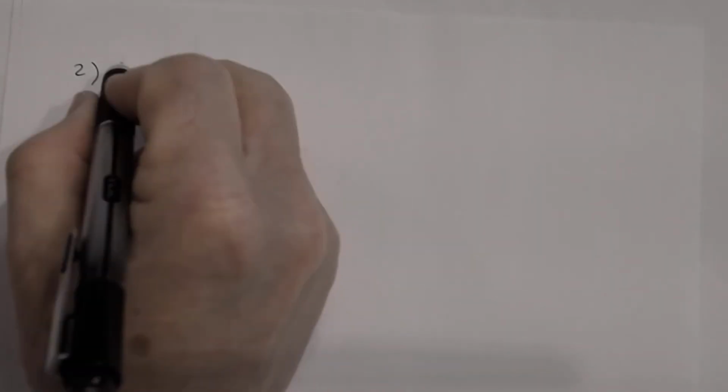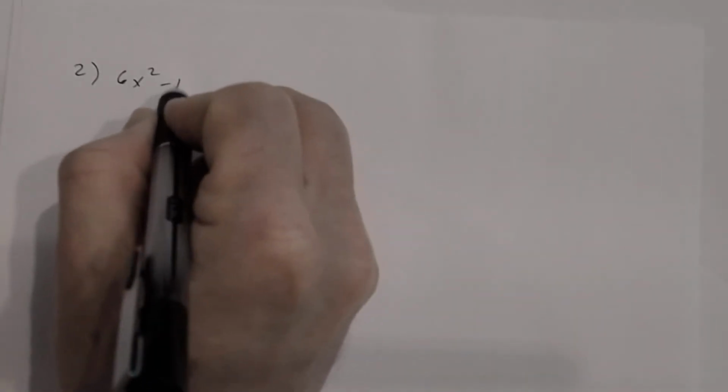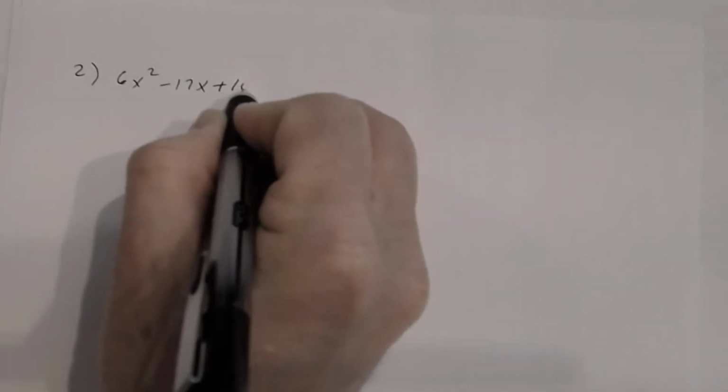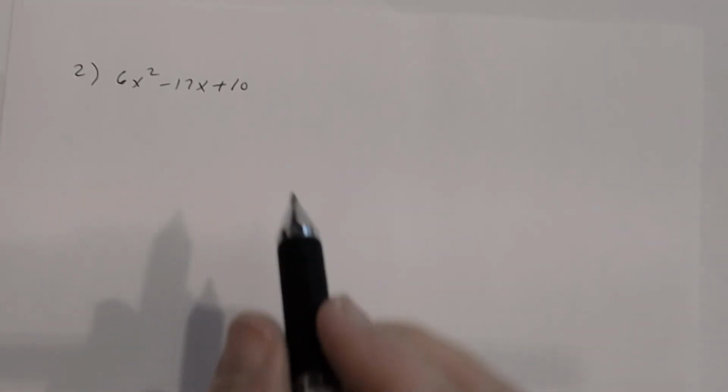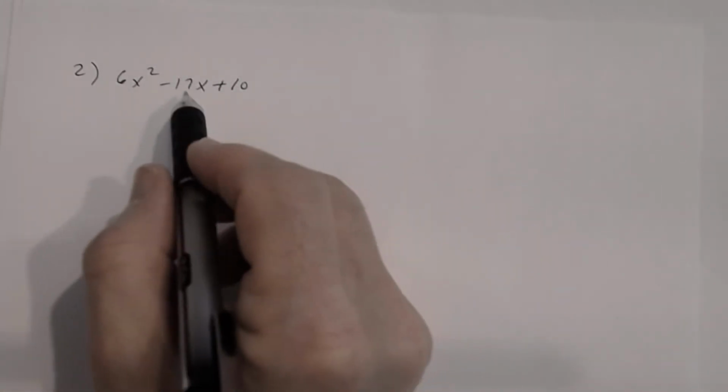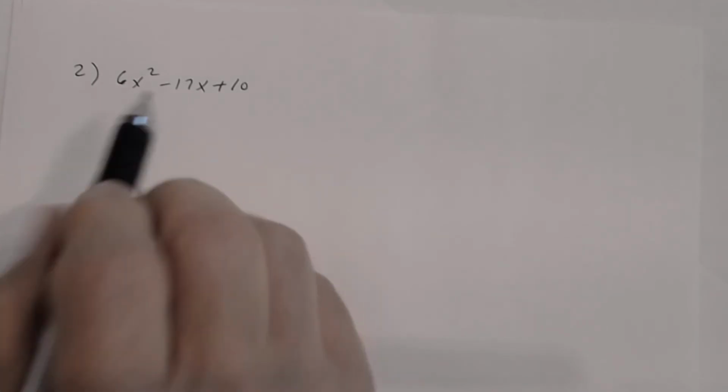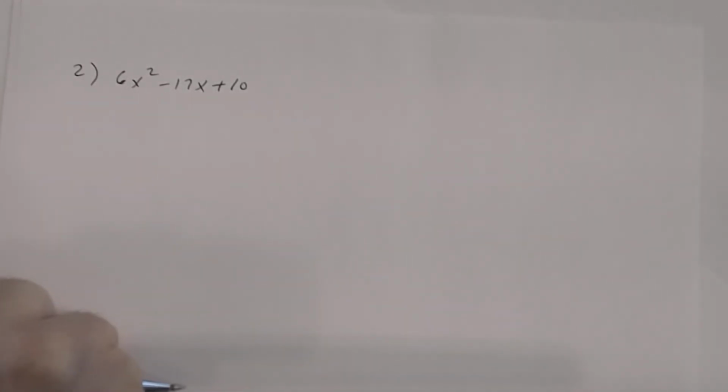Number 2, let's suppose we had this for number 2. Let's suppose we had 6x squared minus 17x plus 10. So 6x squared minus 17x plus 10. All right, so it's in standard form. It's in descending order. The GCF here is 1. So if the GCF was other than 1, I'd factor it out.